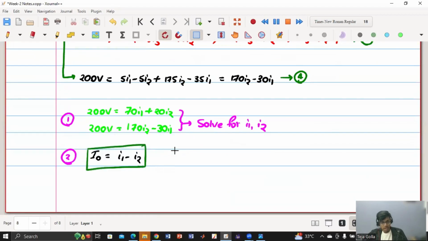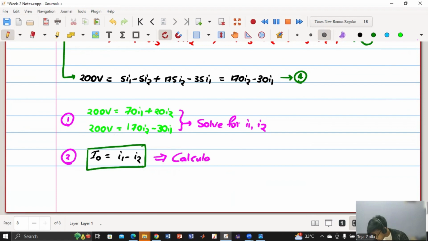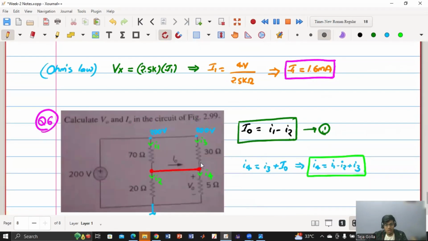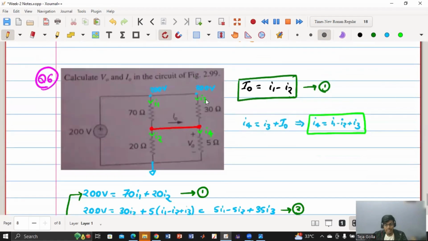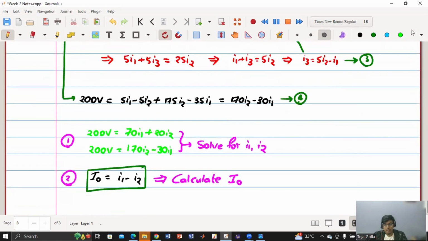So once you have obtained I1 and I2, now you can calculate I naught, right? So you have to solve first these two equations, then you can calculate I naught. So once you have calculated I naught, then you have to calculate I3. How will you calculate I3? You have to use this equation, right?